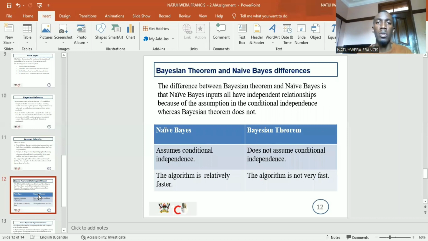Then the differences between the Bayesian theorem and naive Bayes. Naive Bayes is more of a conditional thing. It assumes conditional independence, whereas Bayesian does not. And the algorithm in naive Bayes is easier and faster compared to the Bayesian theorem, which is not as fast as naive Bayes.